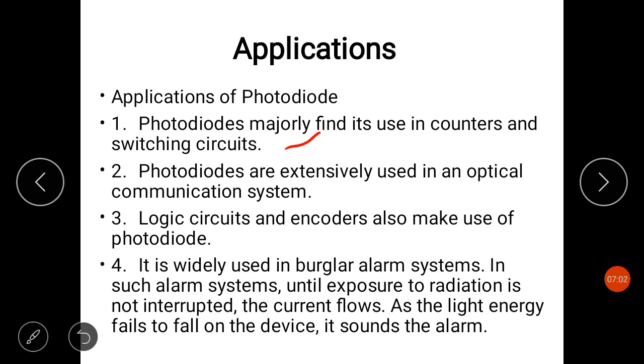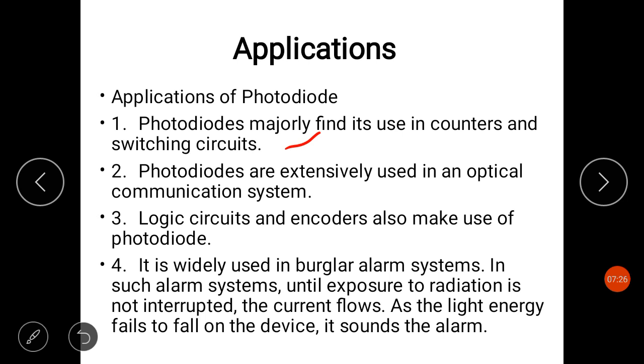Second, photodiodes are extensively used in optical communication systems. Third application is logical circuits, that is, it is also used in logical circuits and encoders. And the fourth application is that it is widely used in burglar alarm systems.